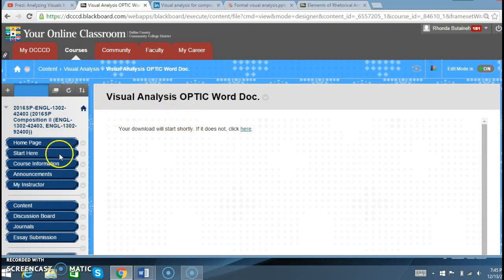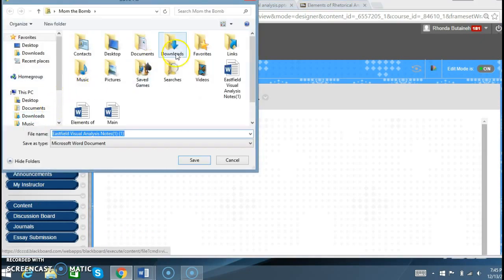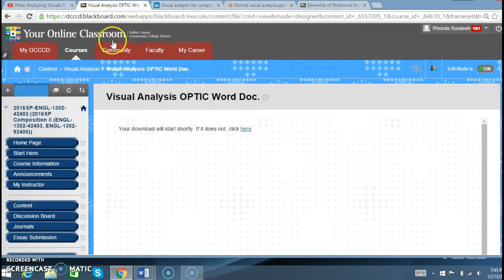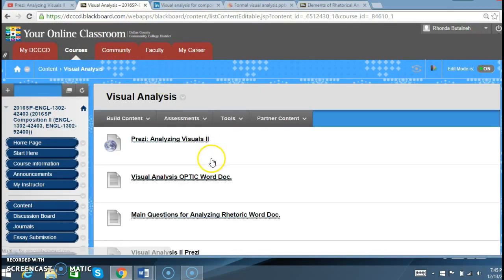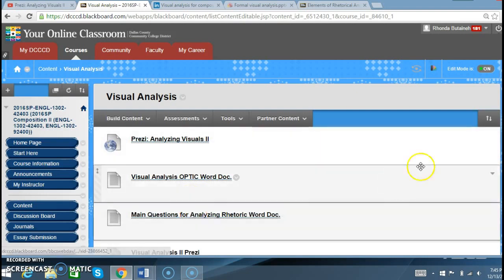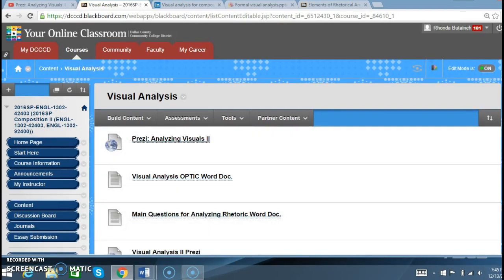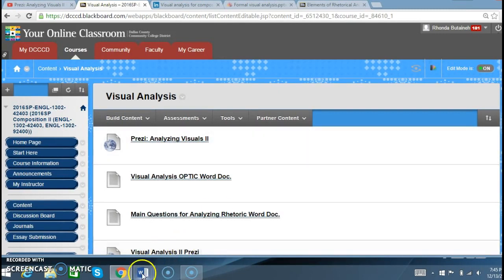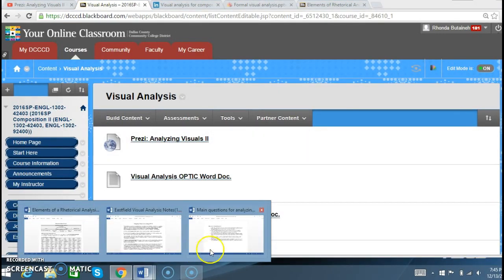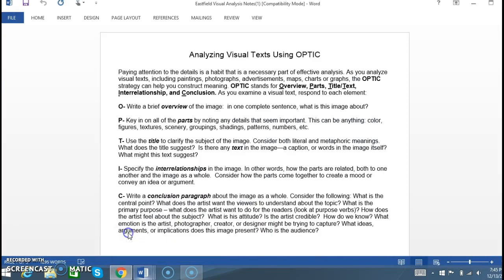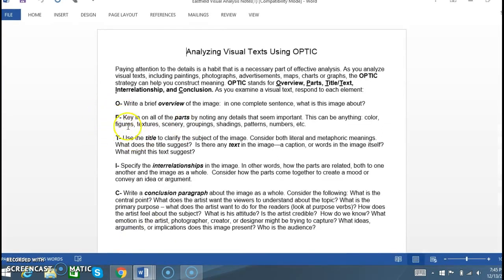Optic is a strategy for analyzing visuals. And then you also need to look at the main questions for analyzing rhetoric. Let me review those real quickly for you. The Optic: each letter stands for something, and so the O is the overview. You would just write a brief overview of the image in one sentence. What is the image about?